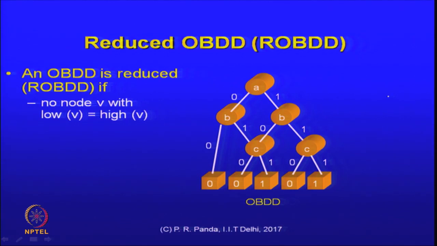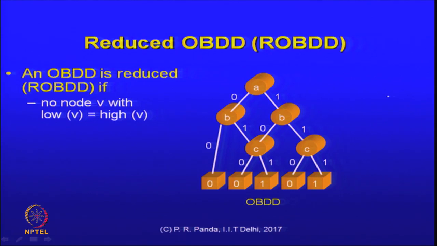An OBDD is called a reduced OBDD, that is a reduced ordered binary decision diagram. It is a mouthful, but there are other extensions also to this. This is still intermediate in complexity as far as pronunciation is concerned. It does not help. ROBDD takes the same amount of time to pronounce as reduced ordered binary decision diagram, but writing it is easier. So, let us define what is a reduced OBDD. We start off with an OBDD and we say that it is reduced if a couple of properties are held. Essentially we are saying that we will remove redundancy.